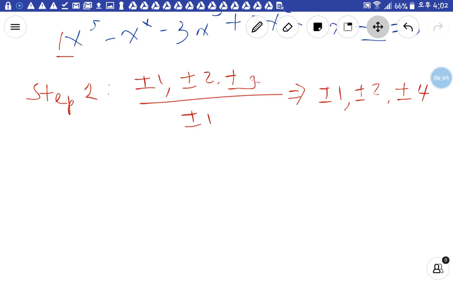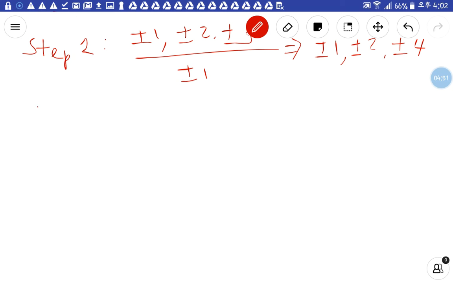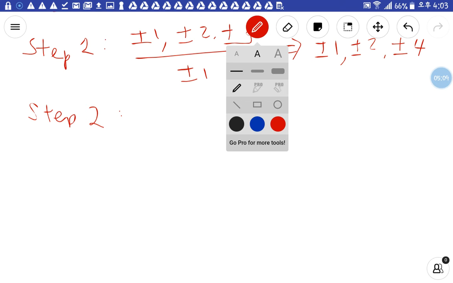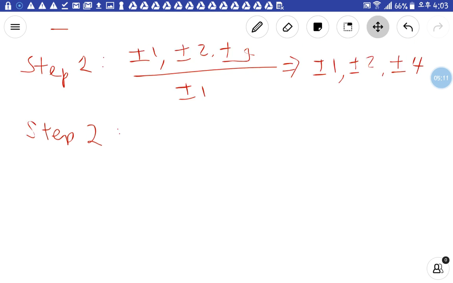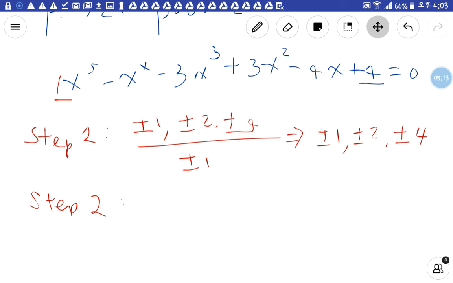Alright, so my second step, we're going to find the actual root. What we're going to do is try and check which one is going to work. So let me use +1 this time by using synthetic division. Alright, so let me set up my synthetic division from the given equation.